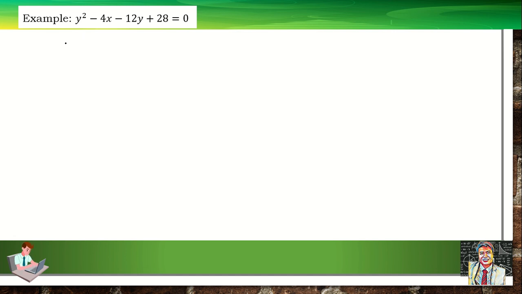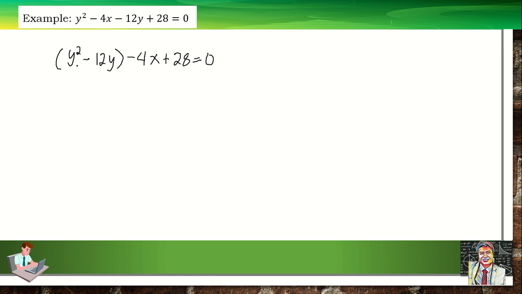So since dito sa group natin, sa given example natin, y ang may exponent na second degree, so therefore siya yung mayroong ka-group. Group natin. First step natin is group the term with the same variable. So that is y squared minus 12y. So, yun yung first step natin.